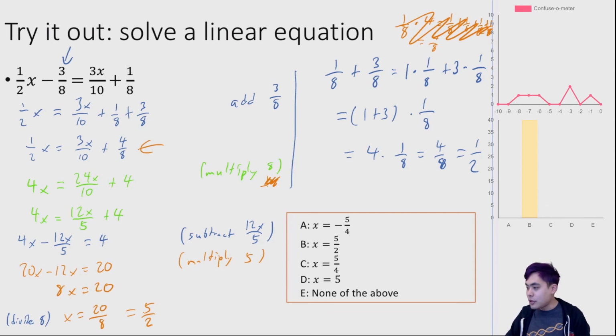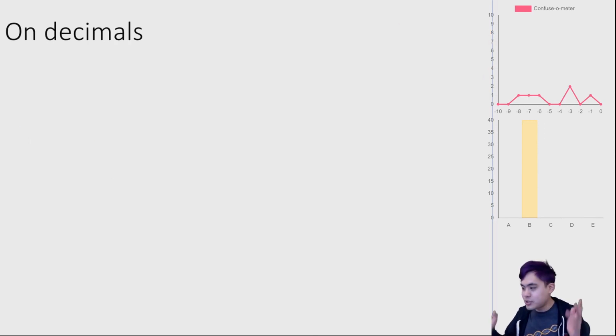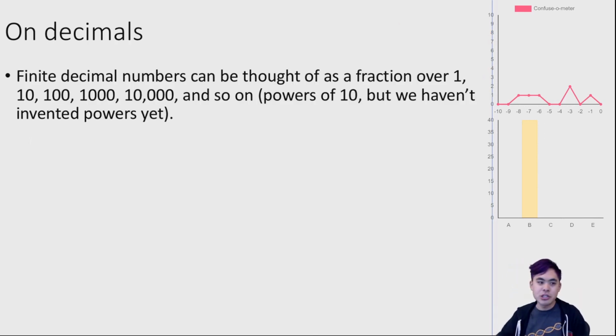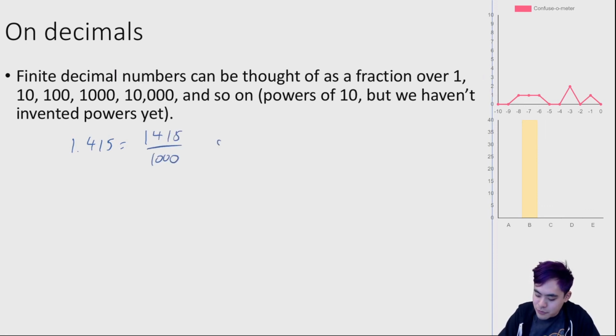Okay, and let me finish off quickly with just a brief mention of decimals. So note that finite decimal numbers can be thought of as a fraction over 1, 10, 100, 1,000, 10,000, and so on. So these are the powers of 10, but we haven't invented powers yet, so we can't really say that. So 1.415 is 1,415 over 1,000. Or you can think of this as 1 plus 4 over 10 plus 1 over 100 plus 5 over 1,000. This is one way of thinking about decimals.